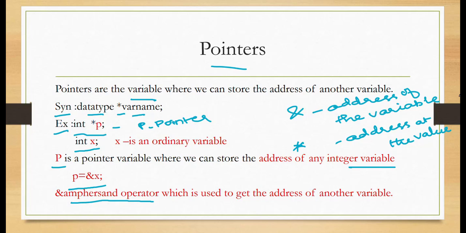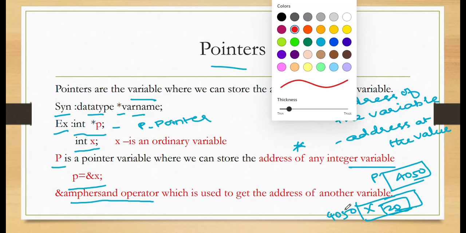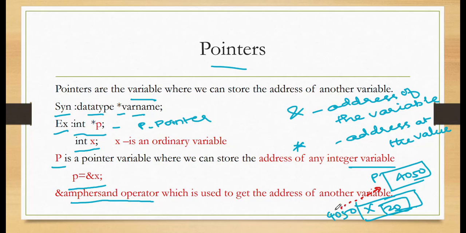Here p is a pointer and x is an ordinary variable. p = &x, that means you are getting the address of x and you are assigning it to the pointer variable. For example, p, x, where x = 20, you consider this. The memory location is 4050. So after the execution of p = &x, this 4050 is stored in p. So it gets the address of x. The address of x is assigned to p. That is the use of pointers.